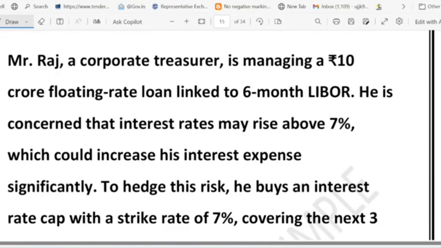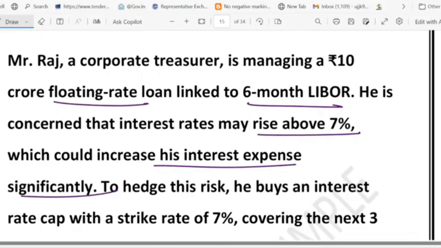Right. Now friends, have a look at the next question. The next question that we have is related to Mr. Raj. Mr. Raj is a corporate treasurer. He is managing a 10 crore floating rate loan, which is linked to 6-month LIBOR. He is concerned that interest rates may rise above 7%, which could increase his interest expense significantly. So he feared that interest rates may rise above 7%.